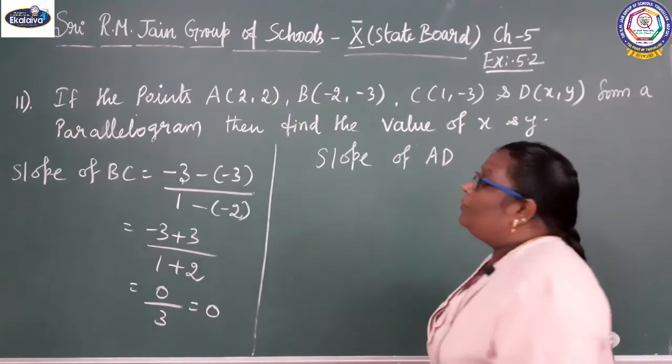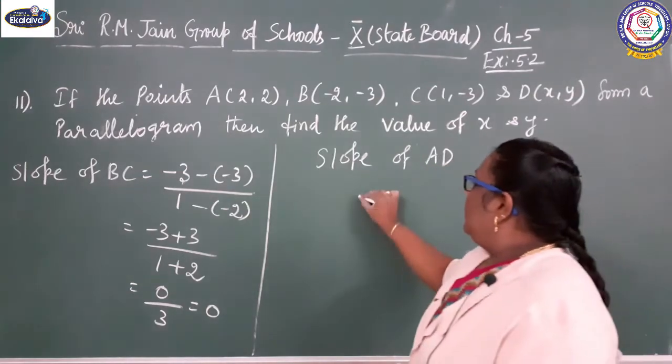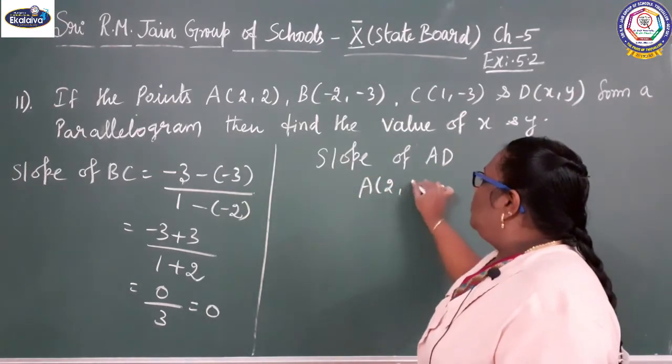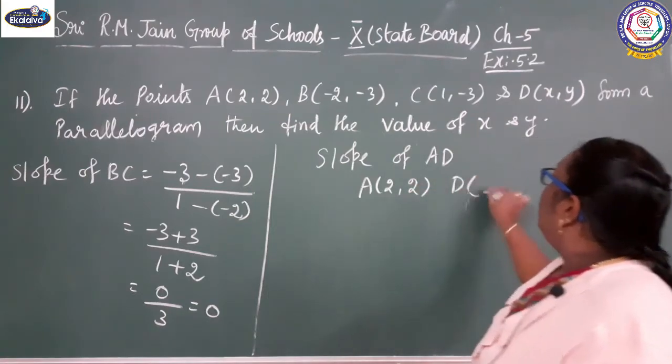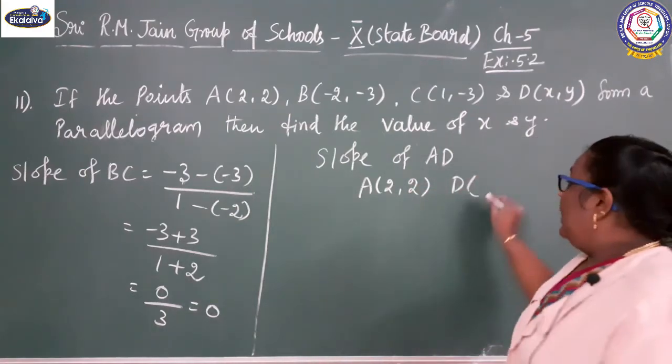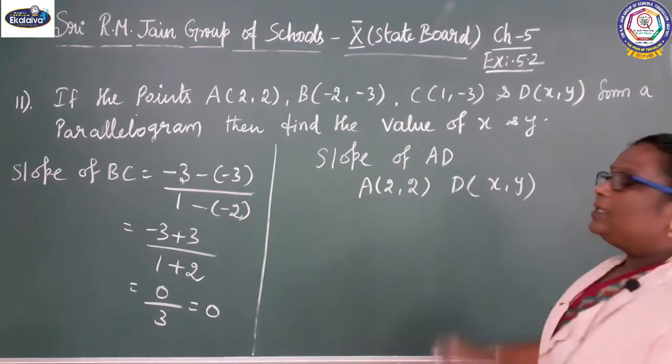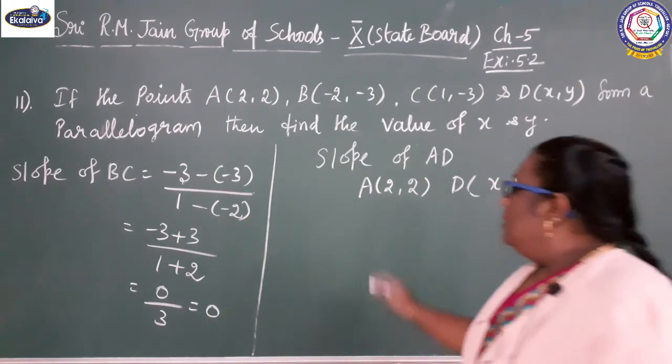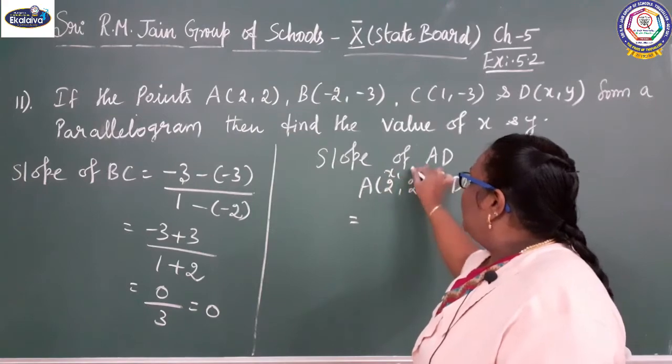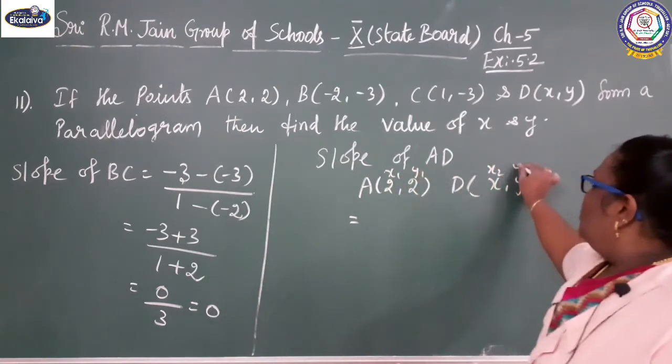Slope of AD. What is the value of A? A value is 2 comma 2. What is the value of D? D value is nothing but x comma y. So this is x1, y1, x2, y2.